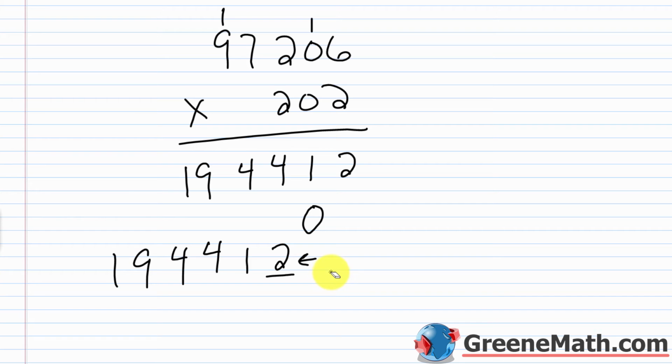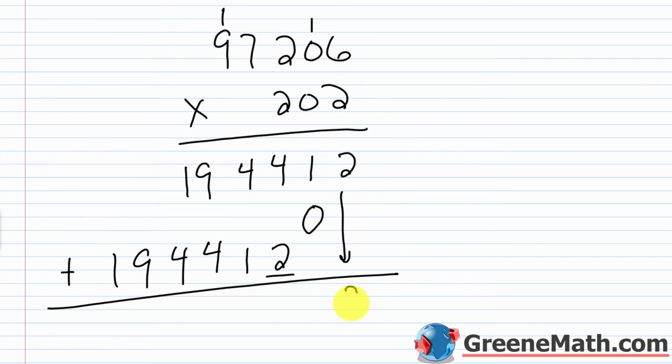So now we're going to add. Go ahead and bring down the 2. 1 plus 0 is 1. 4 plus 2 is 6. 4 plus 1 is 5. 9 plus 4 is 13. Put a 3 down, carry the 1. 1 plus 1 is 2, plus 4 is 6. Bring down the 9, bring down the 1. So we end up with 19,635,612. So let's erase this, and we're going to write that up top.